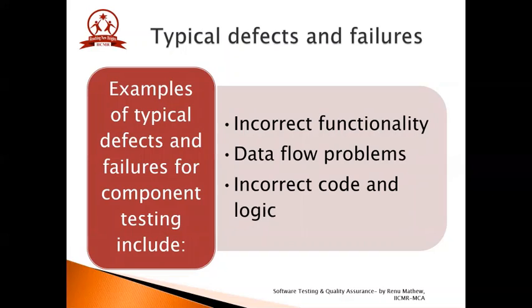Examples of typical defects and failures for component testing can be incorrect functionality, that is functionality is not built as described in the design specification, or it can be a data flow problem, or it can be incorrect code and logic. In software engineering, component testing plays a crucial role in finding the bugs. So before we start with the integration tests, it is always recommended to perform component test in order to ensure that each component of an application is working effectively.